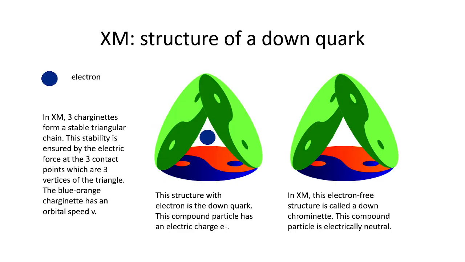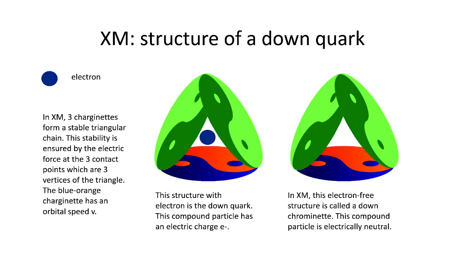XM, structure of a down quark. In XM, three charge nets form a stable triangular chain. This stability is ensured by the electric force at the three contact points, which are three vertices of the triangle. The blue-orange charge net has an orbital speed v. This structure with an electron is the down quark. This combined particle has an electric charge E-.